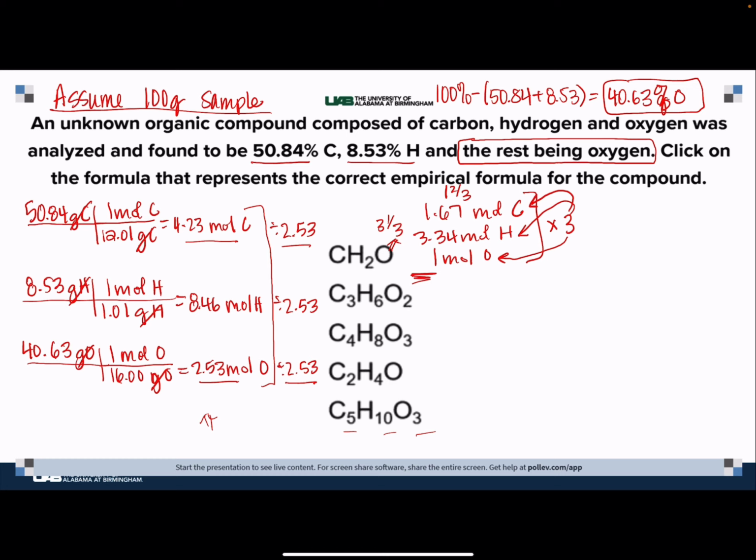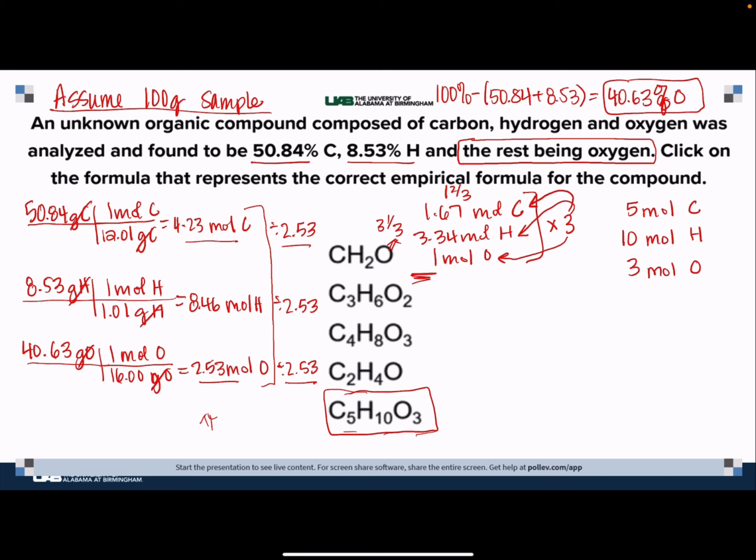So 1.67 times 3 is 5. So I should have 5 moles of carbon. 3 1/3 times 3 is 10, so I should have 10 moles of hydrogen. And 1 times 3 is just 3, so there are 3 moles of oxygen. So if I put these in a chemical formula, it will look like this.